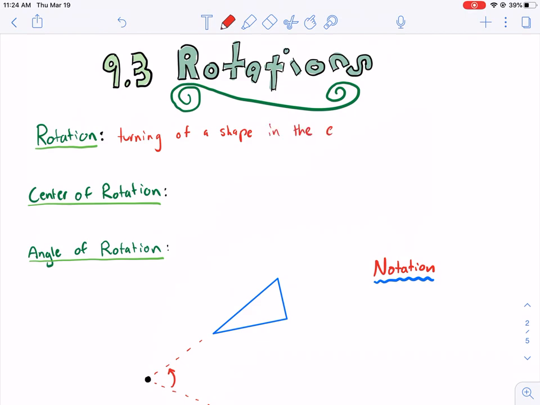It's the same thing as what they do with their snowboard or wakeboard or whatever kind of object that's spinning, whether it's a tire or whatnot. It's a turning of a shape in the coordinate plane, more specifically for our geometric cases. So the center of rotation is the point about which a shape rotates.